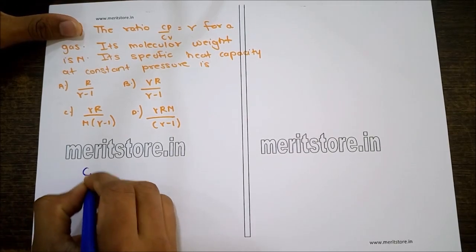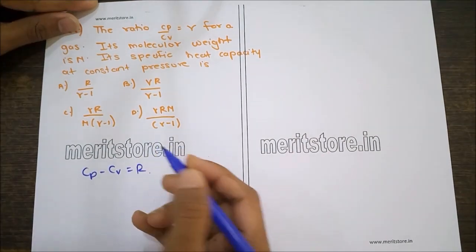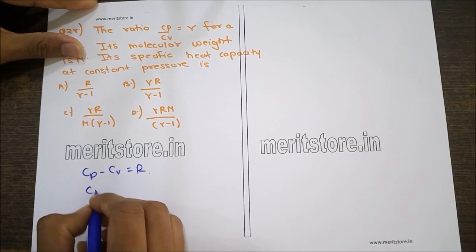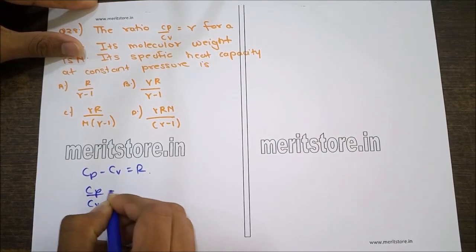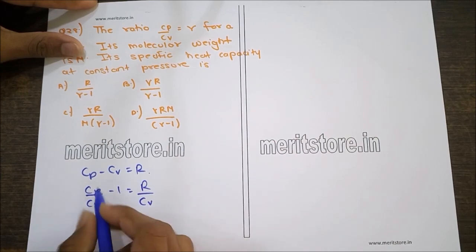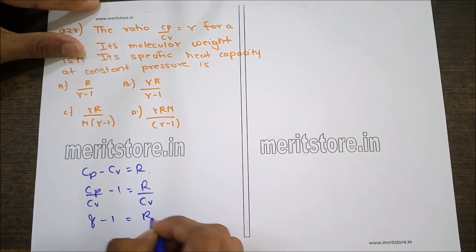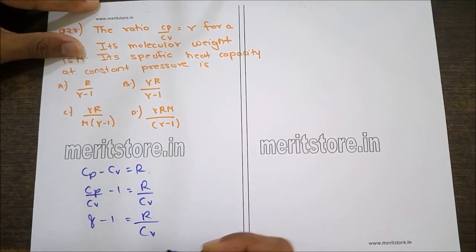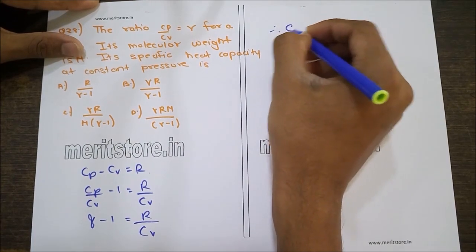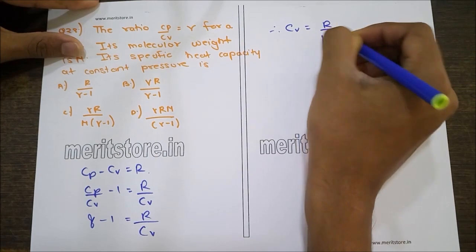Therefore Cp minus Cv is equal to R. This is a known relation. Let's divide by Cv. We get Cp upon Cv minus 1 is equal to R upon Cv. Cp upon Cv can be written as gamma, so gamma minus 1 is equal to R upon Cv. So therefore Cv is equal to R upon gamma minus 1.